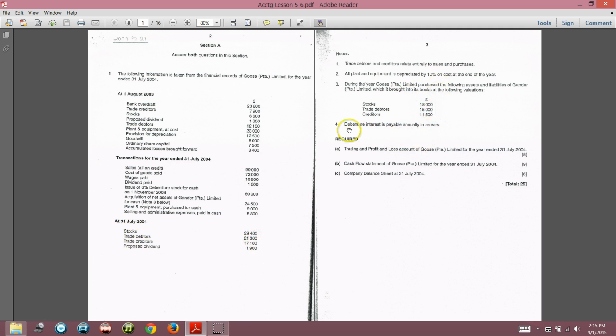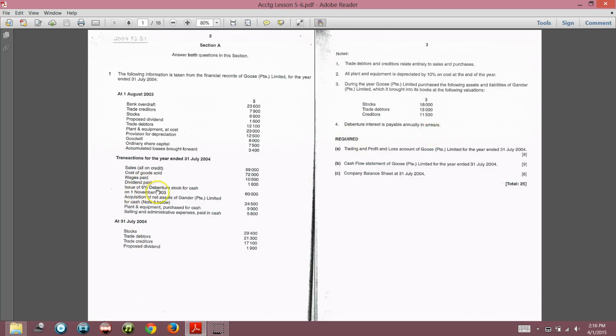Okay, so here number 4, it says that debenture interest is payable annually in arrears. In arrears is the opposite of in advance. In advance means you pay beforehand. In arrears means you pay at the end. So they said debenture interest is payable annually at the end of the year.